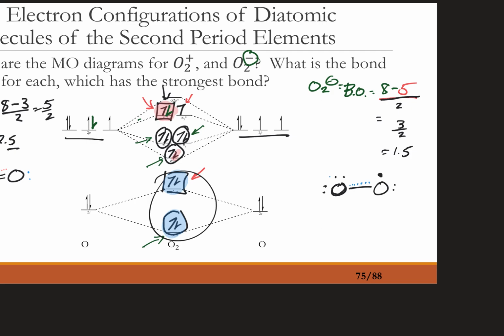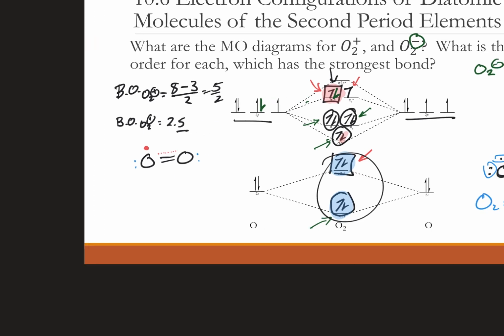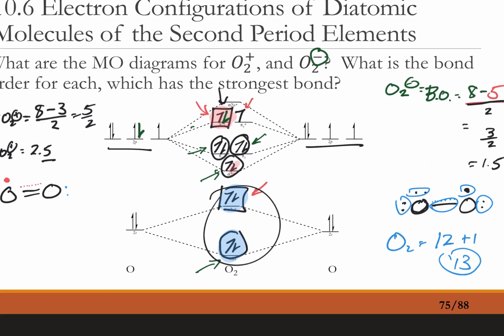But if you just add up the electrons, there's 2, 4, 6, 8, 11, and oxygen O2 has 12 electrons, plus we're adding 1, so it's only showing 11 out of the 13. For this structure in O2 plus, there are 11, and we see 2, 4, 6, 8, 9. So again, these drawings don't match the number of electrons. They're just not the best drawings.